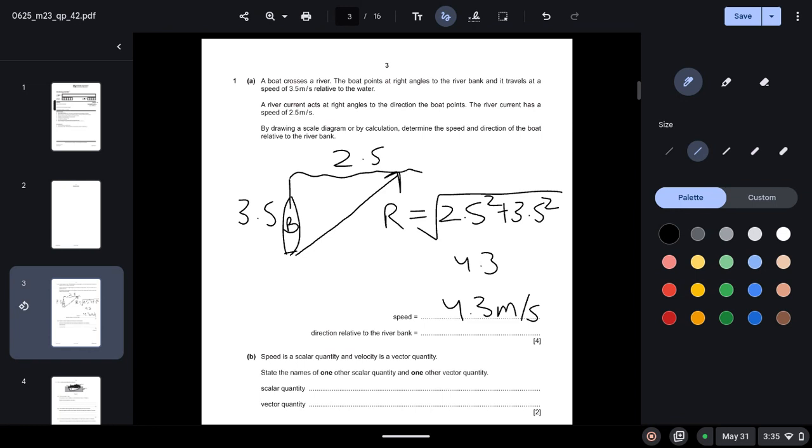Now we also have to calculate the direction relative to the river bank. So we are looking for this direction. Let's call it theta. So how can we calculate theta? Well, we know this is the opposite side, this is the adjacent side. So we can use tan. Tan theta is equal to opposite over adjacent. So opposite we have 3.5, adjacent we have 2.5. So putting this in your calculator you will get 54.46. So you can write it as 54.5 degrees.